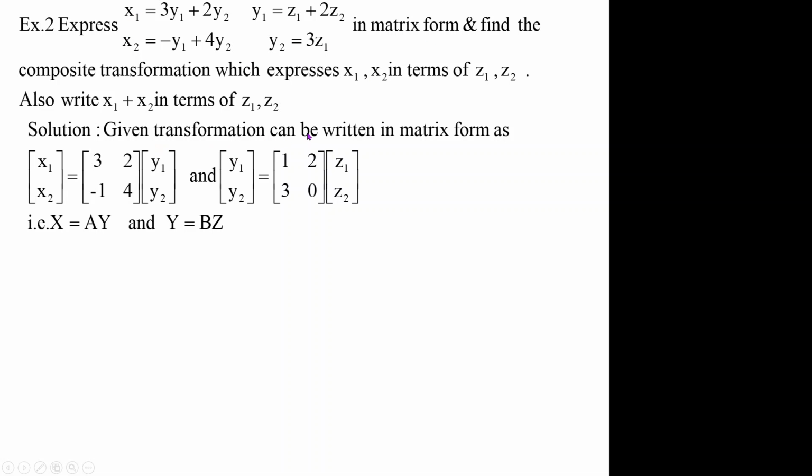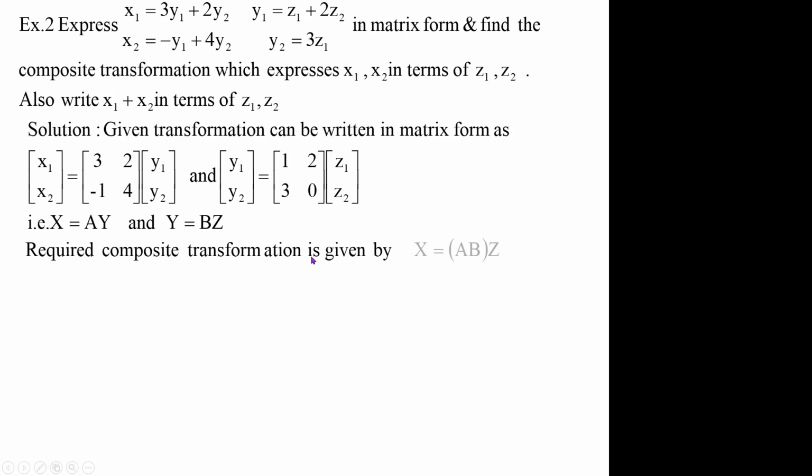The given transformation can be written in matrix form as follows. First we write this one. We have the column matrix of x1, x2 equal to the coefficients of y1, y2 and then the column matrix of y1, y2. So these two equations are written in matrix form. Similarly, write these two equations. y1, y2 equal to the coefficients of z1, z2, which are 1 2 3 0, and then z1, z2. So this I am denoting as x is equal to Ay, and this matrix form is denoted by y equal to Bz. Right, now we need to find out the composite transformations.